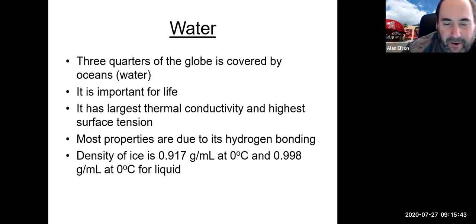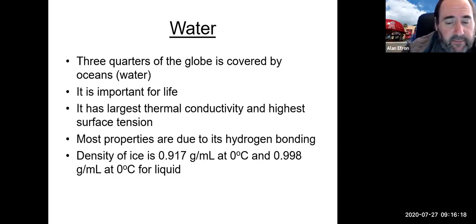Let's talk a little bit about water. We talked about some of its properties, but just to reiterate some of these things. Obviously, water is a very important part of life. It's what most of the earth is covered in. Most of the properties of water are due to hydrogen bonding, right? Hydrogen bonding is a very strong intermolecular force, which is why water has a relatively high boiling point of 100 degrees Celsius.